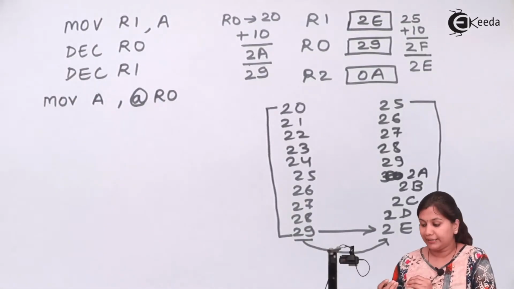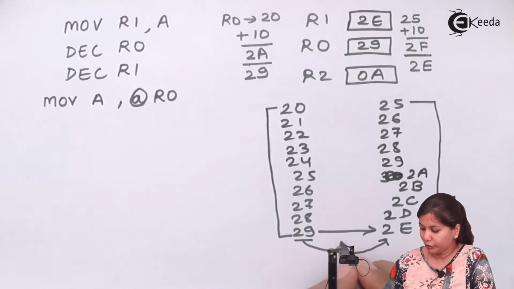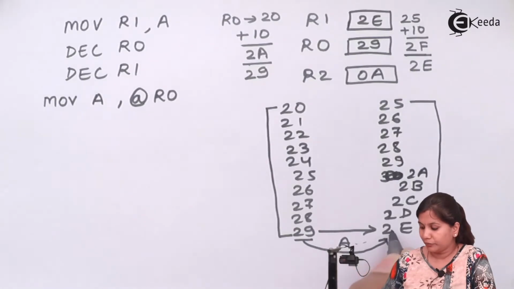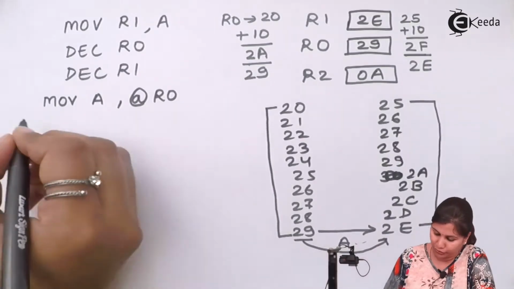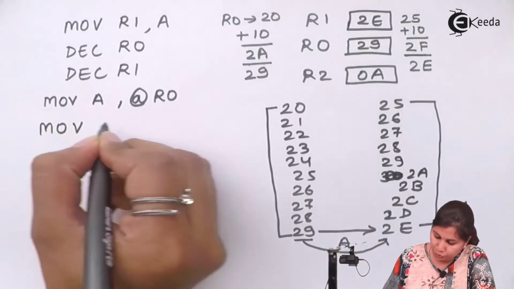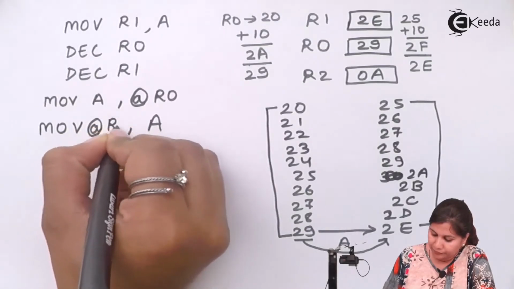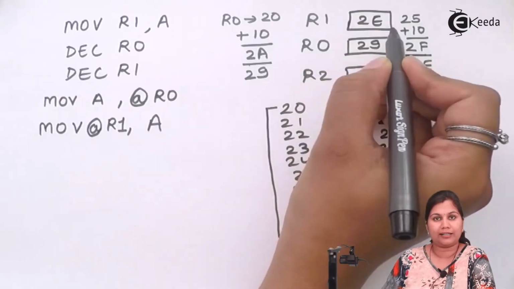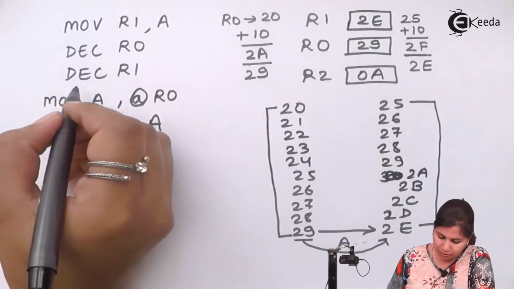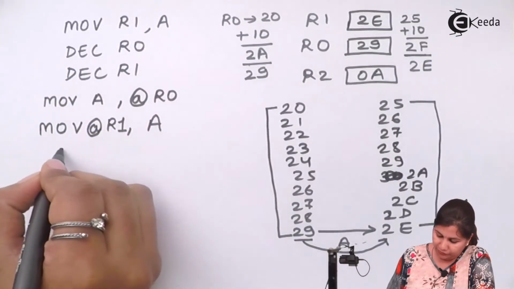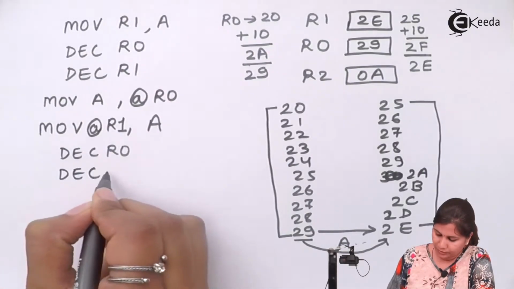Because we cannot directly move the data between memory locations, we have to first move it into the accumulator, and then the accumulator is moved into the destination memory location. So the next step will be to move the data which is in the accumulator to the address which is in R1, that is at 2E. So the first number is copied. Okay, now when this is copied, then again we will decrement R0 and decrement R1.